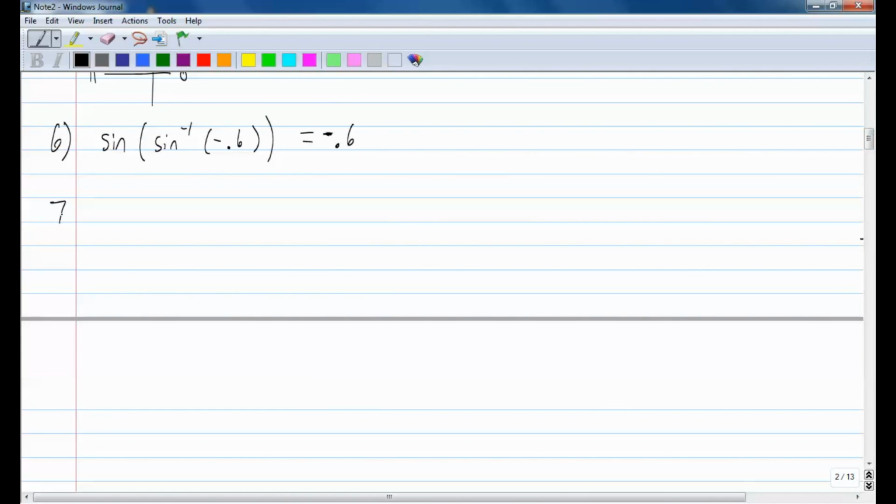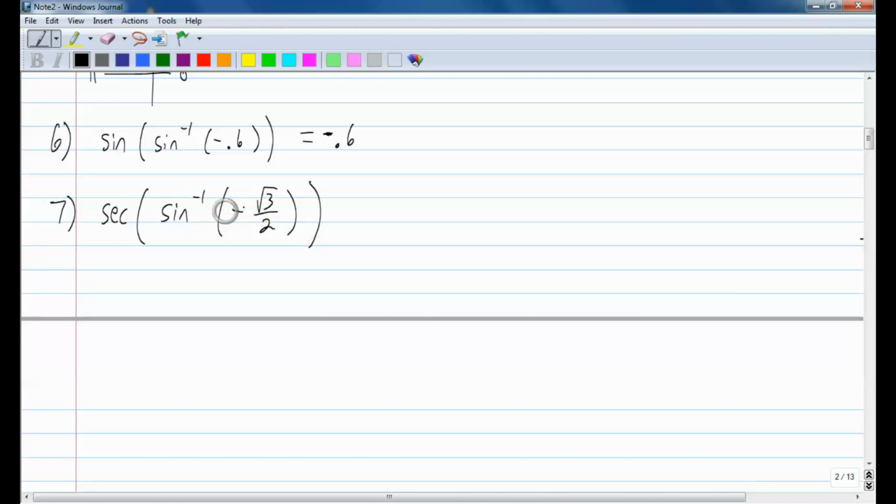Number 7, the secant of the inverse sine of negative square root of 3 over 2. Since I have different functions here, a secant and an inverse sine, there are a couple ways you can work this problem. The way that will always work is by using x, y, and r. And that's the way I suggest to work these next few problems.